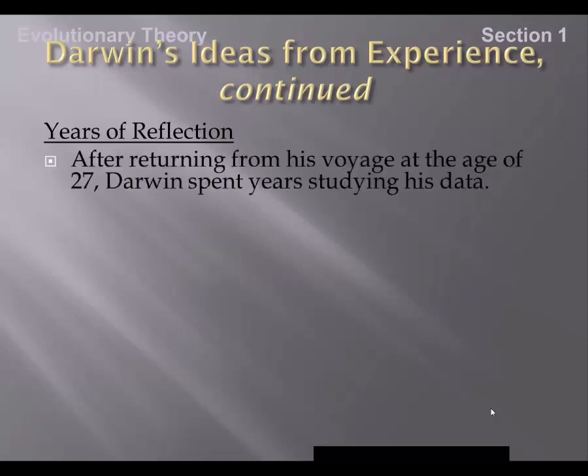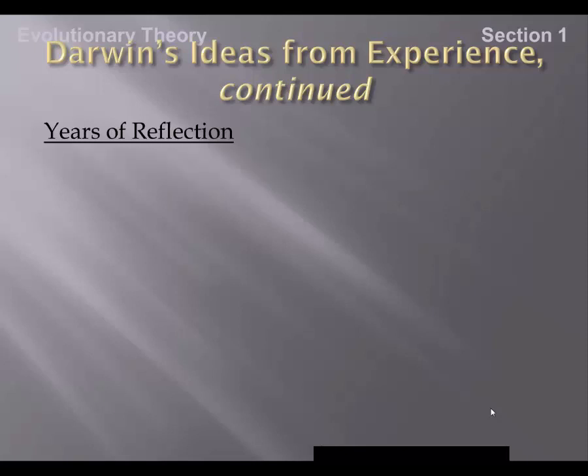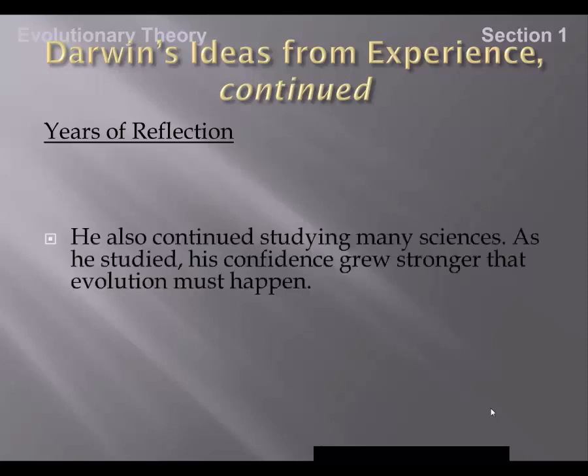Darwin took a large number of years to reflect on the data that he collected. He didn't publish right away. He returned from his voyage at the age of 27, and he spent years studying that data. He continued studying a large number of different sciences. He eventually grew more and more confident about his theory as he aged and as he collected more data.